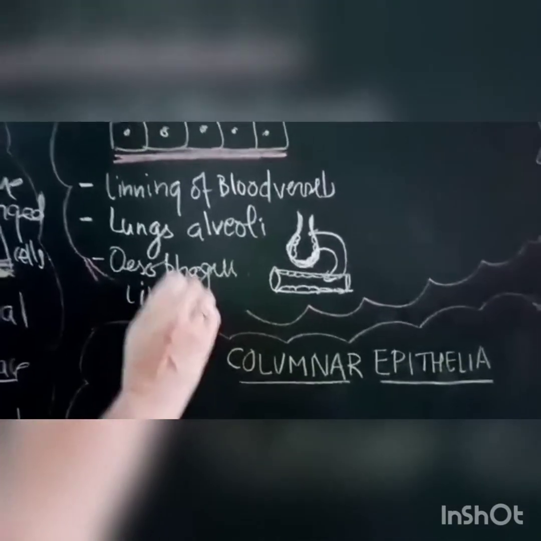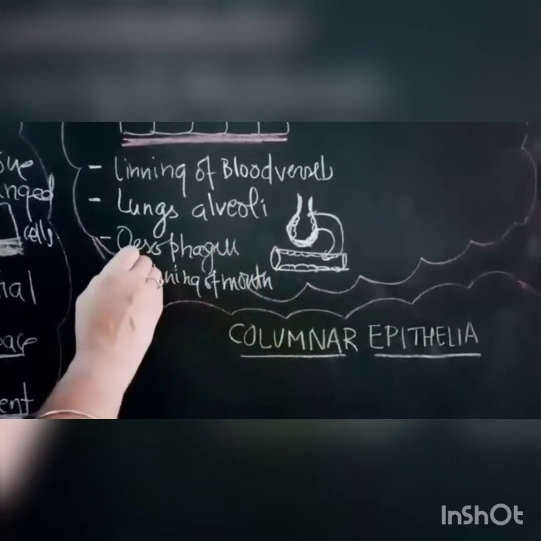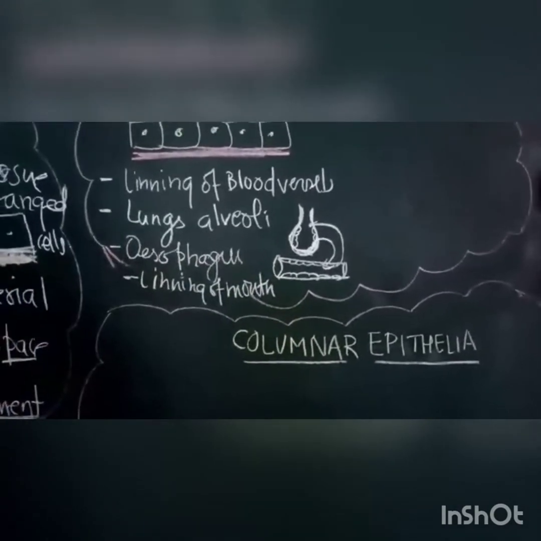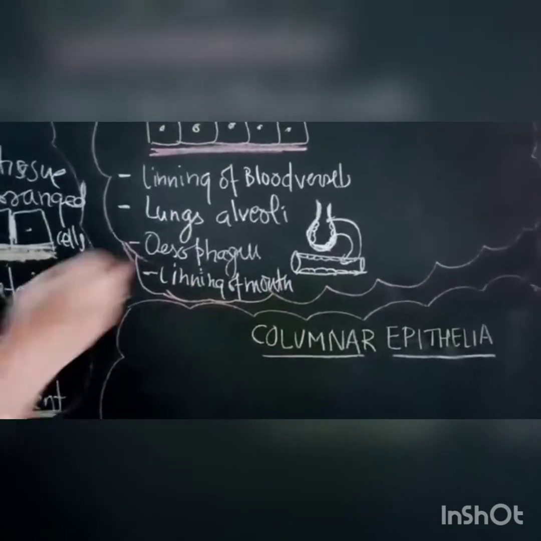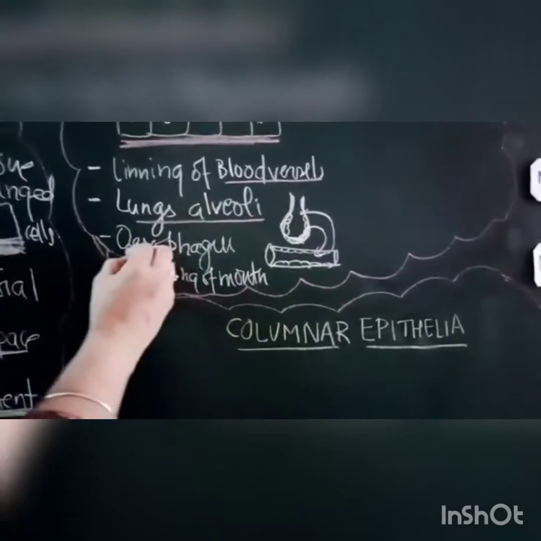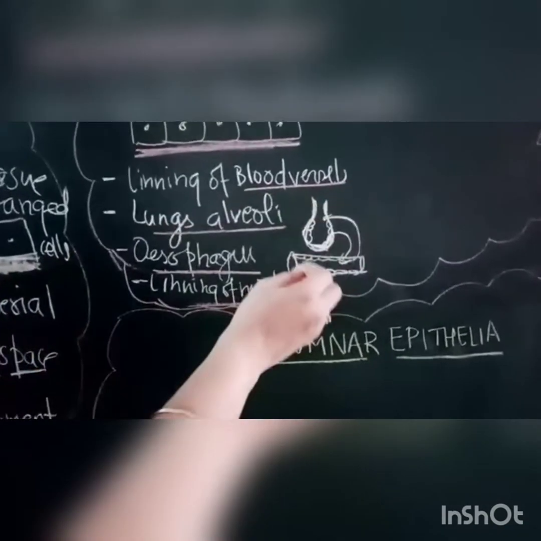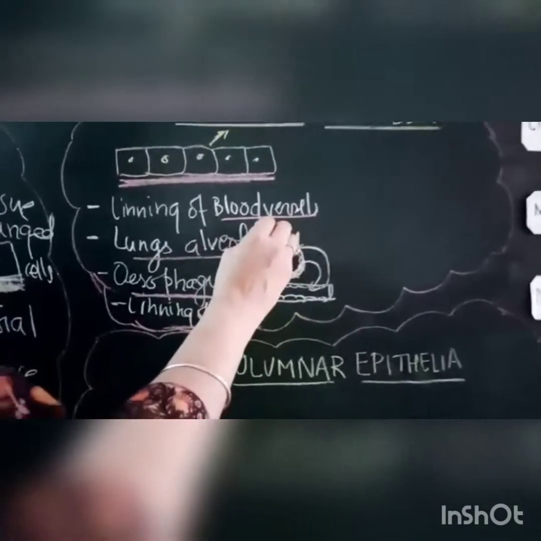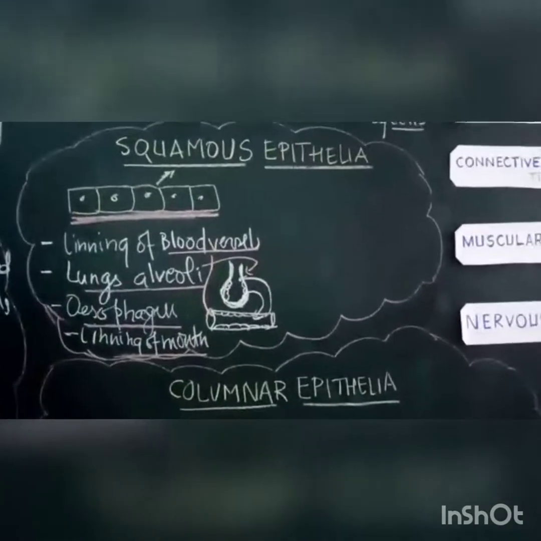Lining of mouth is also bounded by the epithelial tissue. So please, my dear student, give emphasis on the examples also. Lining of blood vessel, lungs alveoli, esophagus, and the lining of mouth. They all have the squamous epithelial tissue in them.